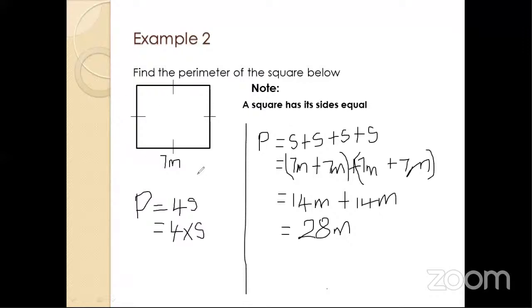Because there are 4 sides and all the 4 sides are the same, that's why they are saying 4S. Or even you can see S plus S becomes 2S. 2S plus S becomes 3S. 3S plus S becomes 4S. So you can use 4S if you want to find the perimeter of a square. This is only for a square, because a square has all the sides equal.